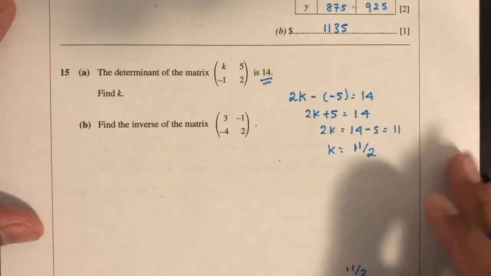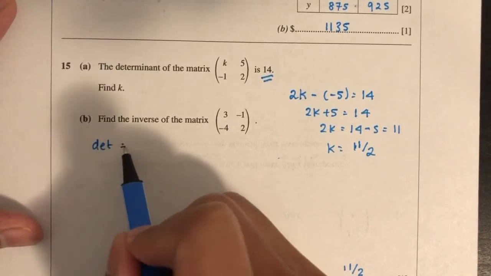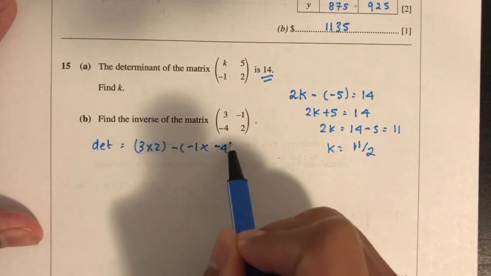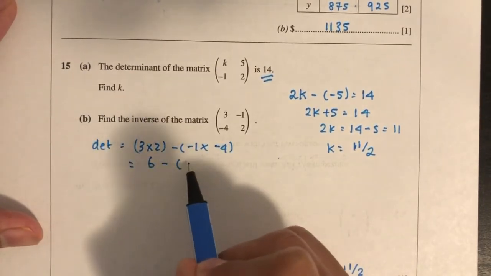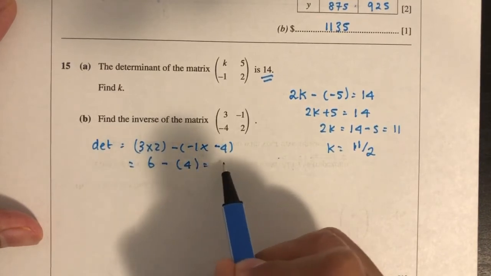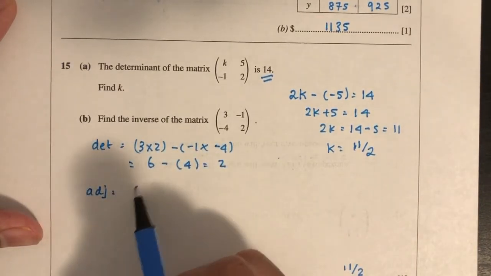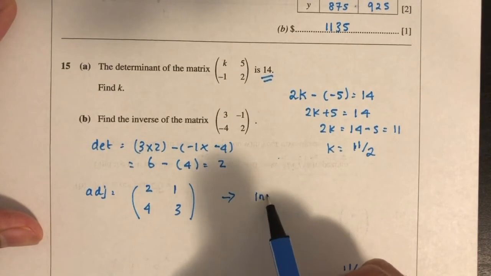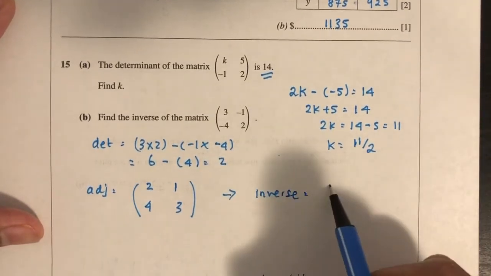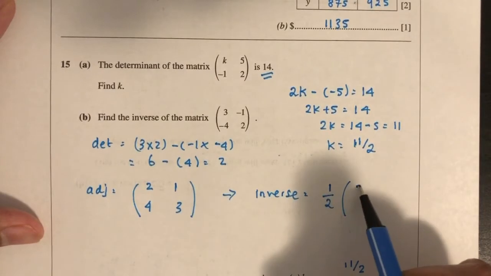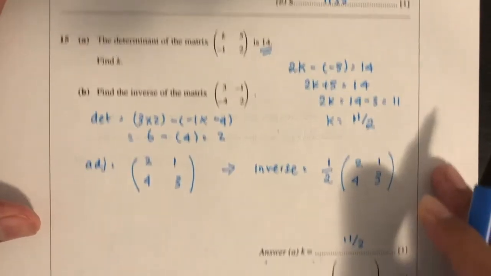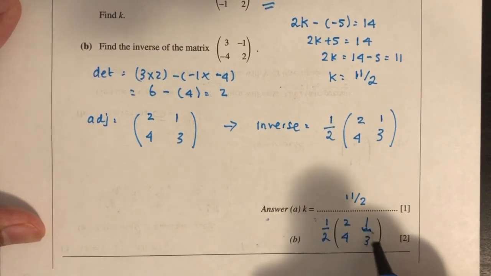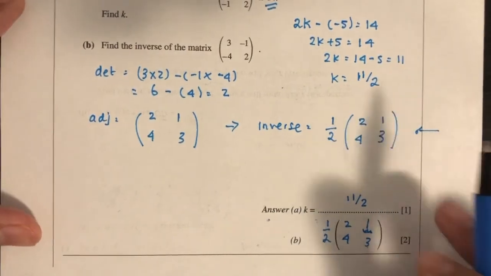Now find the inverse of this matrix. So the first thing is to find the determinant of the matrix. That will be 3 times 2 minus 1 times minus 4, which is 6 minus, so 4, and that will become 2. The adjoint matrix will be 2 here, 3 here, 1, 4. So that will give me the inverse: 1 over determinant, which is half, times this, 2, 4, 1, 3. So this is your inverse matrix.